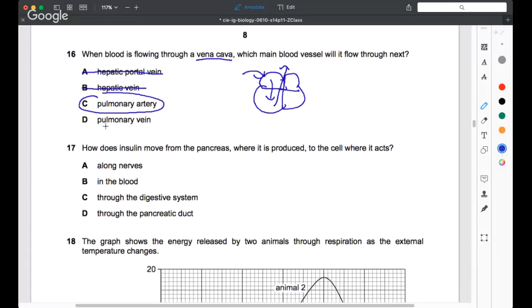And our pulmonary vein, if you remember, that comes back from the lungs. It's the only vein that contains oxygenated blood. It comes back from the lungs into the left atria, and then into the left ventricle, which is then pumped out through the aorta to the rest of the body. So it's not the pulmonary vein.